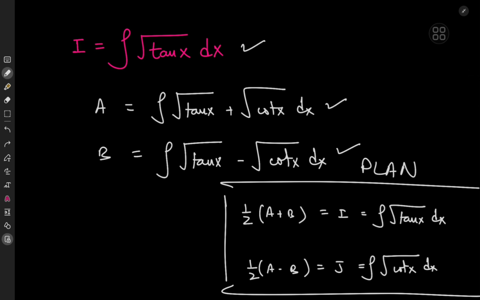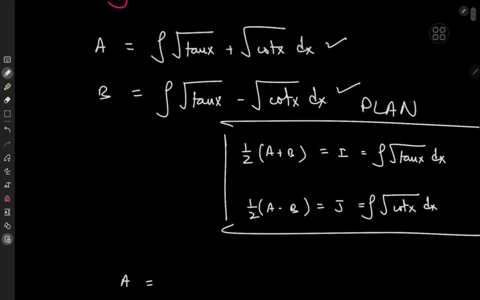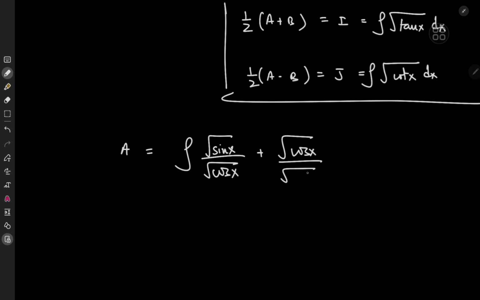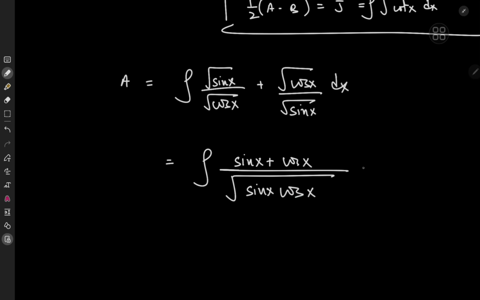Okay, so we're going to start with integral A here, and we start off by expanding the tangent and cotangent functions. So that means A equals the integral of square root sine x divided by square root cosine x plus square root cosine x divided by square root sine x. And on simplifying the integrand, we get the integral of sine x plus cosine x divided by square root of sine x times cosine x, integration with respect to x, of course.